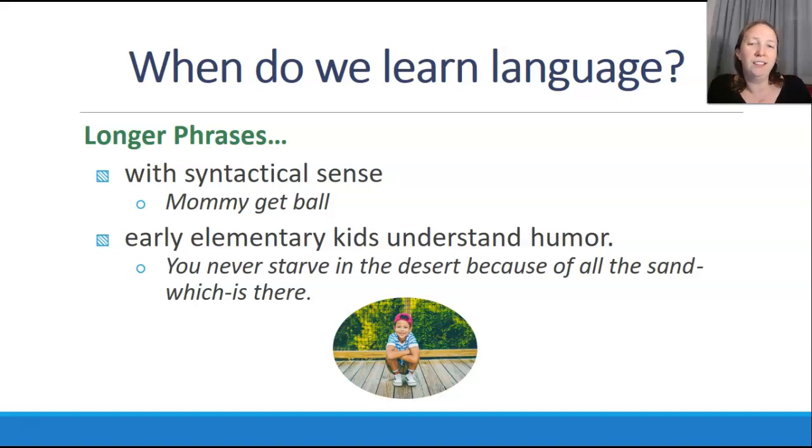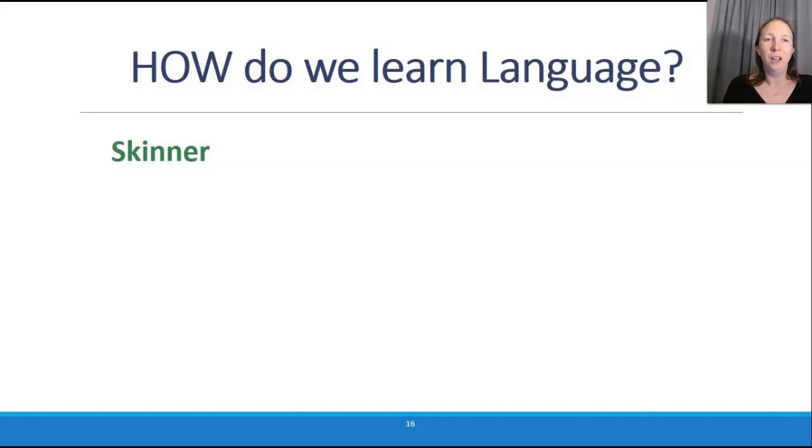You never starve in the desert because of all the sand which is there. So they start to comprehend language enough so that they see the double meanings and can understand the deeper semantics of words as well. So now, how do we learn language?